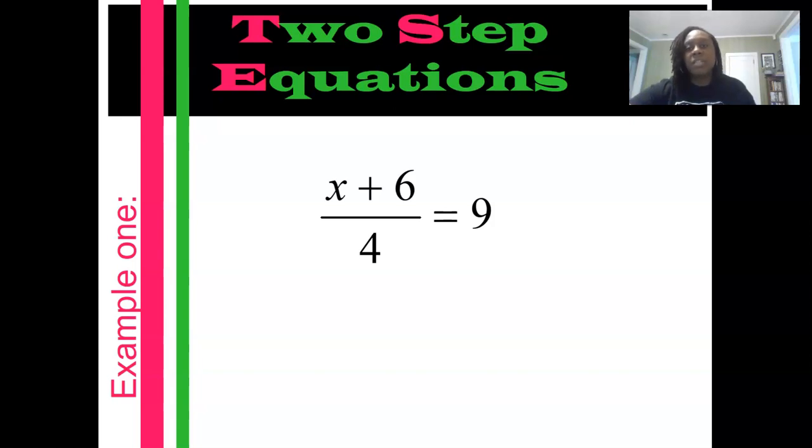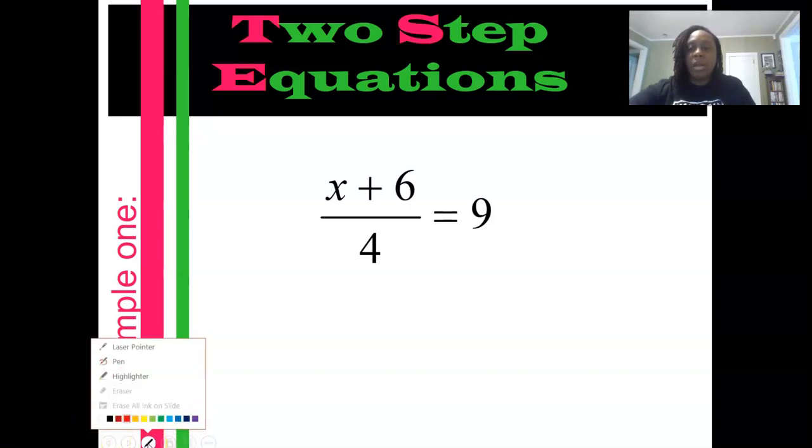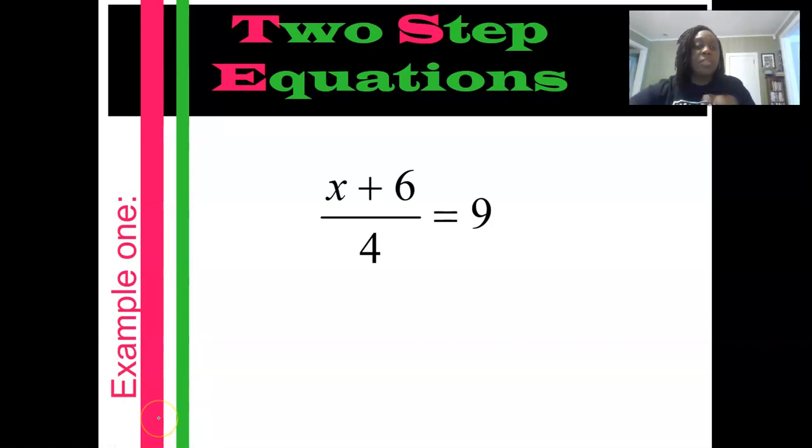So let's look at this first example. We have x plus 6 over 4 equals 9. Because we are looking at a fraction, we automatically know that that means division. And one of the rules that we learned is the opposite of division is multiplication. So what we're going to do for this problem is to multiply both sides by 4.